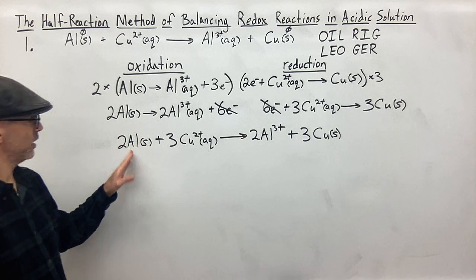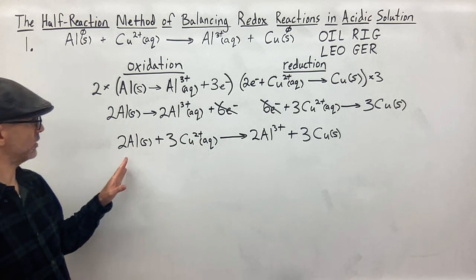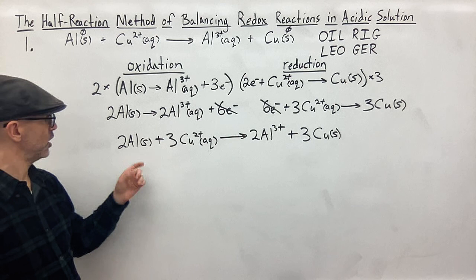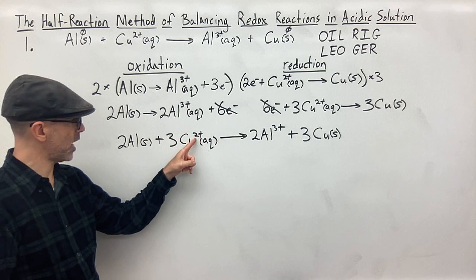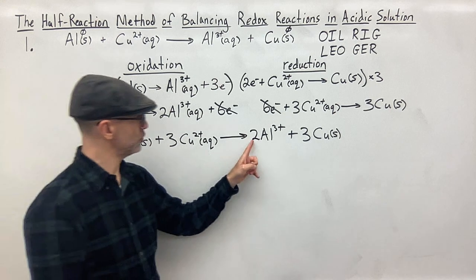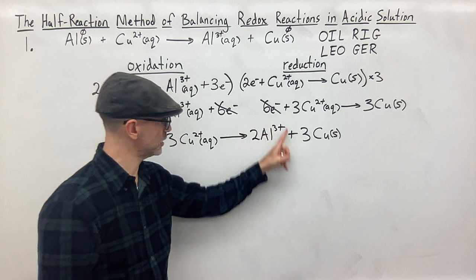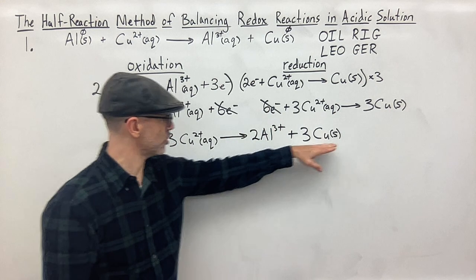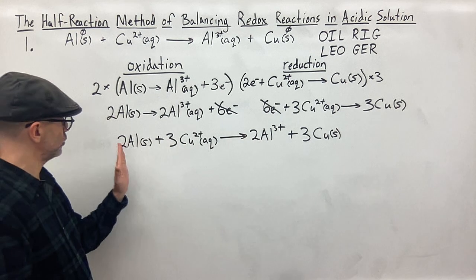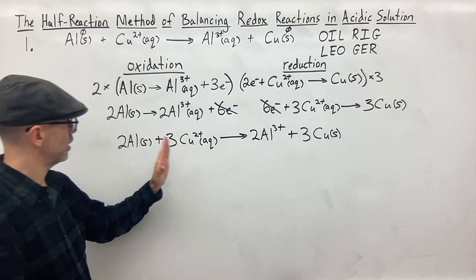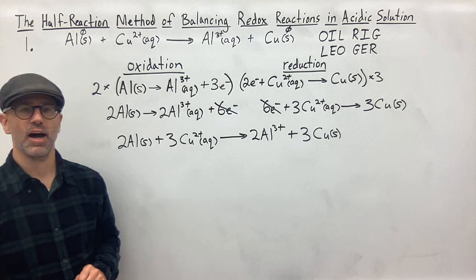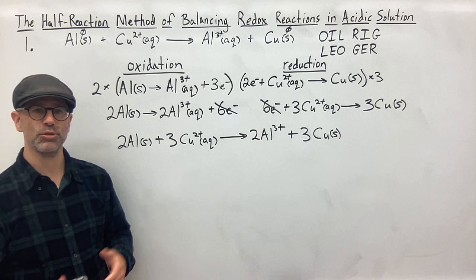You can double check to make sure everything balances out, that both sides have the same amount of charge. So here I have 3 times positive 2 gives me a positive 6 charge on this side. 2 times 3 gives me a positive 6 charge on this side. These are neutral, so I don't need to worry about those. And the number of atoms are balanced. 2 aluminums, 2 aluminums, 3 copper, 3 copper. So this is a balanced redox reaction in acidic solution.